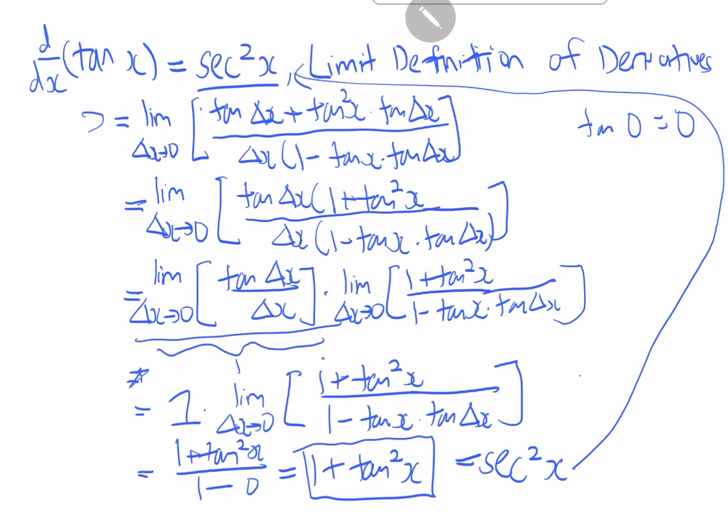So therefore, let's write it here. d over dx tangent x equals to secant square x. We have proved this using the limit definition of derivatives.